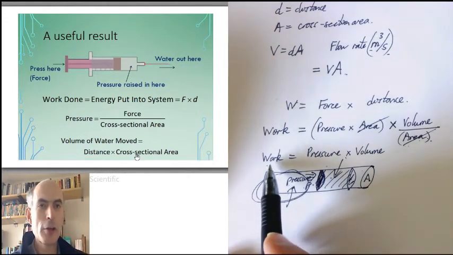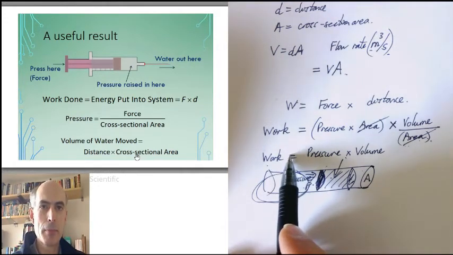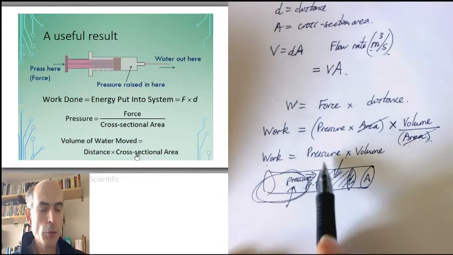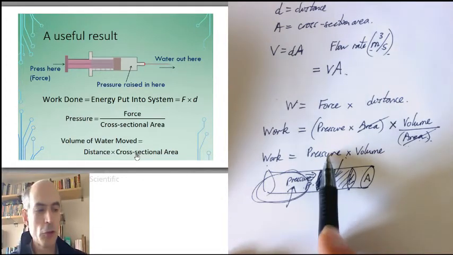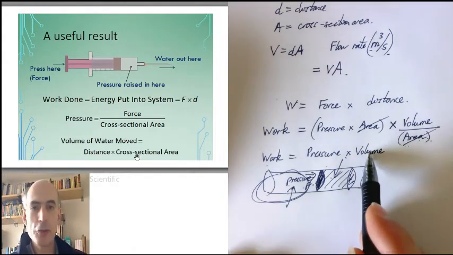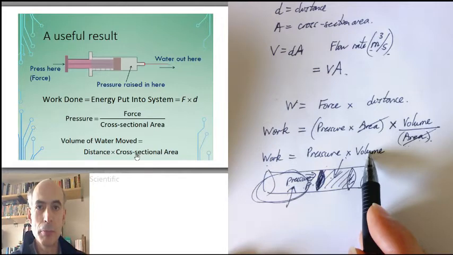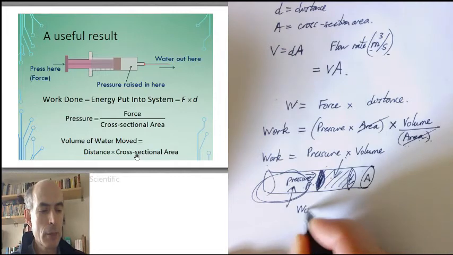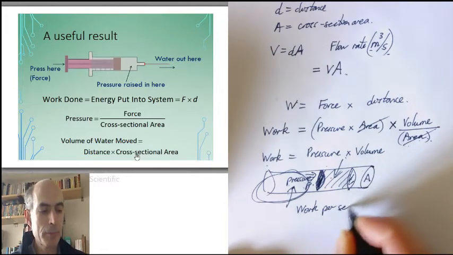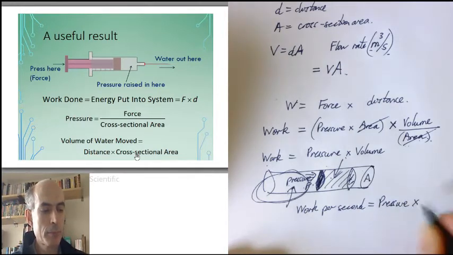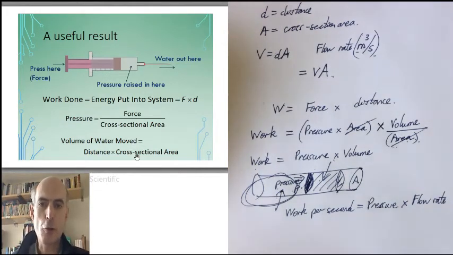And if we consider the rate of doing work, how much work is done in 1 second, then that would be the pressure, which we can assume is constant, times the volume that has moved in 1 second. And the volume that's moved in 1 second is, by definition, the flow rate. So the rate of doing work, the work done per second, is the pressure times the flow rate. And that's a useful formula.